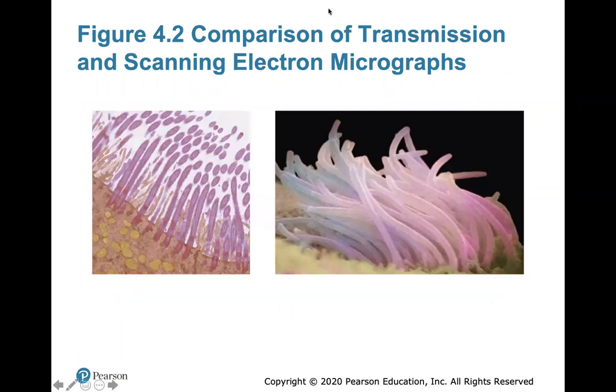So here's a look at transmission and scanning electron micrographs. The transmission electron micrograph is on the left, and the scanning electron micrograph is on the right. They both beam electrons through the tissue sample, but the scanning electron micrograph gives you more of a 3D image. This is cilia shown here. And then the transmission electron micrograph gives you a 2D image.